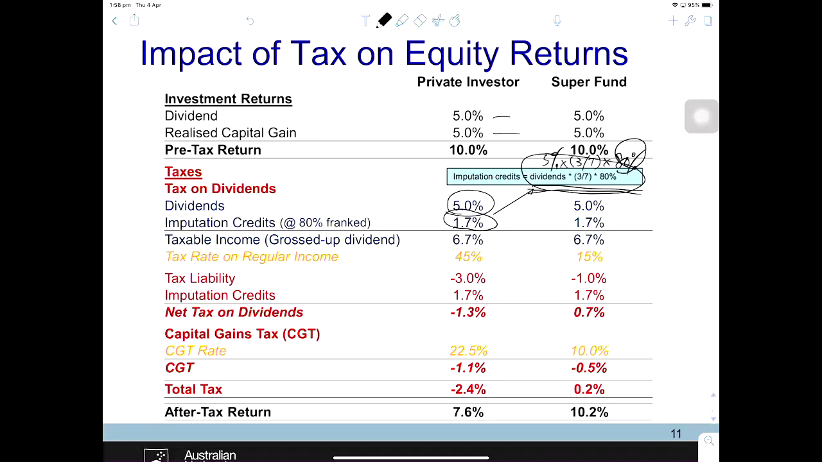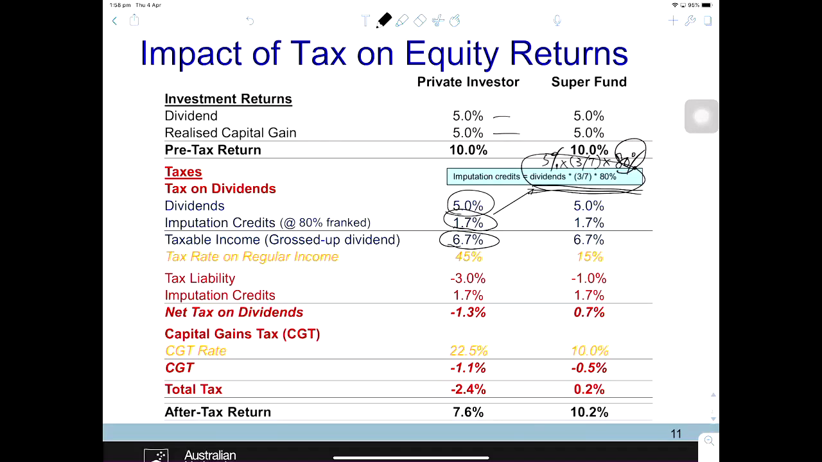So this is the way stated by the law, how it's going to be calculated and how it's going to be reflected in the tax return. So now we have the full inputs into your tax return in terms of dividends, and the total taxable income from dividends will be the sum of 5% and your imputation credits, 1.7%. That will sum to 6.7%.